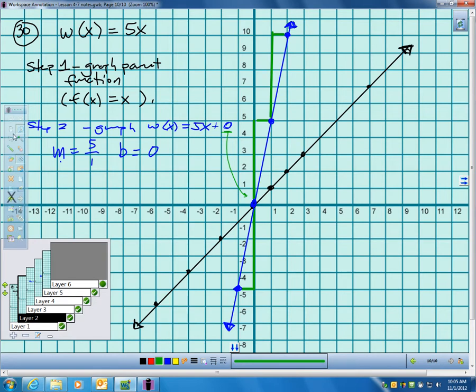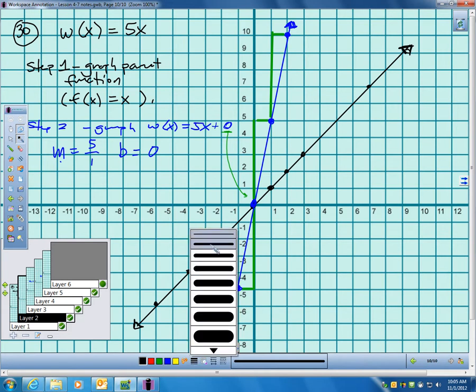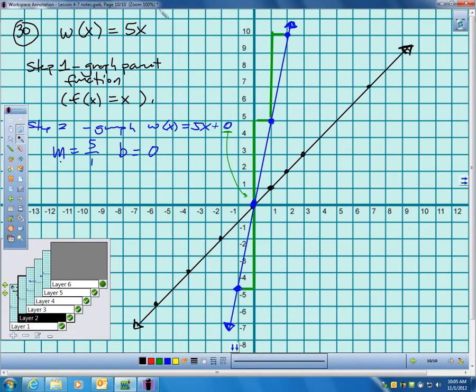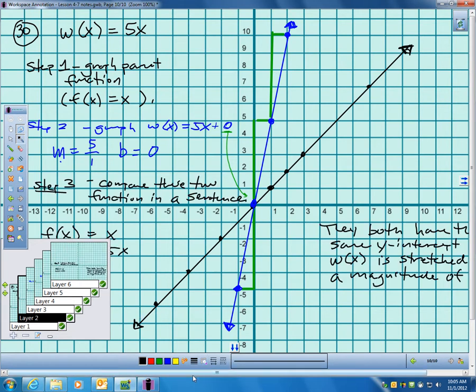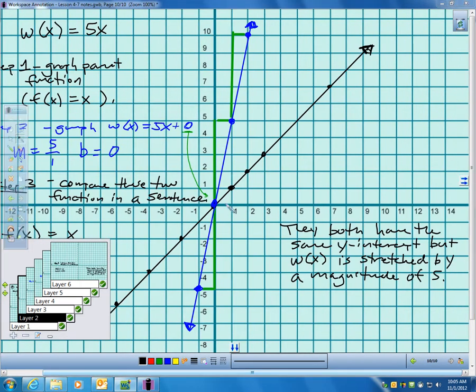Okay, now they want me to compare these two things. They want me to compare the parent function to the function w of x equals 5x. So let's compare the two. I'll write a statement for that. This time, do you notice they both have the same y-intercept? They both have a y-intercept of 0.